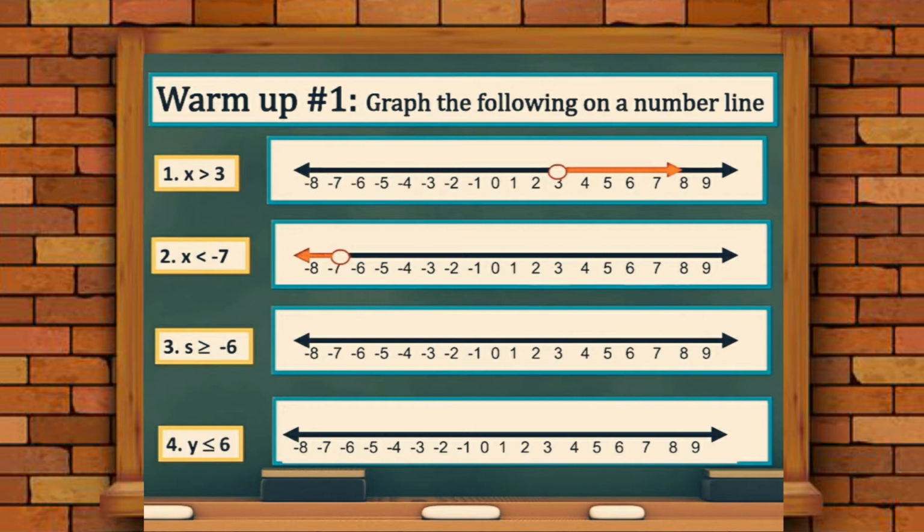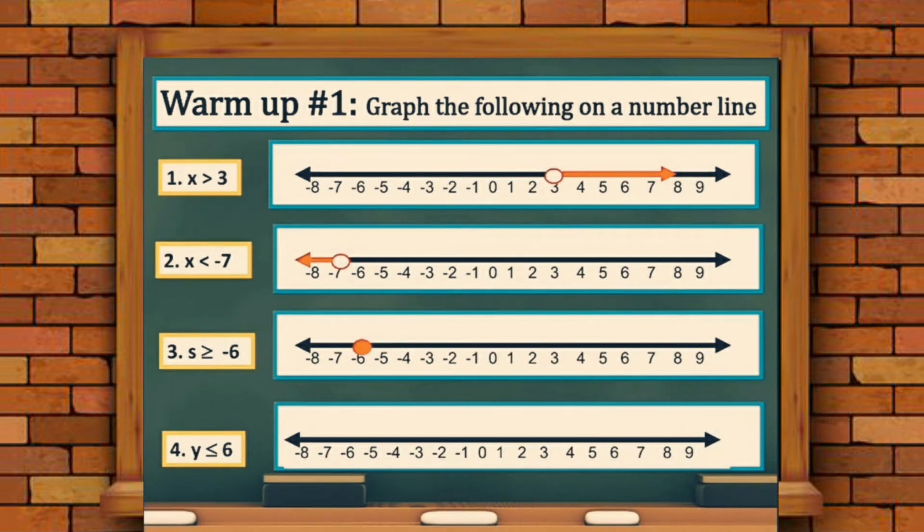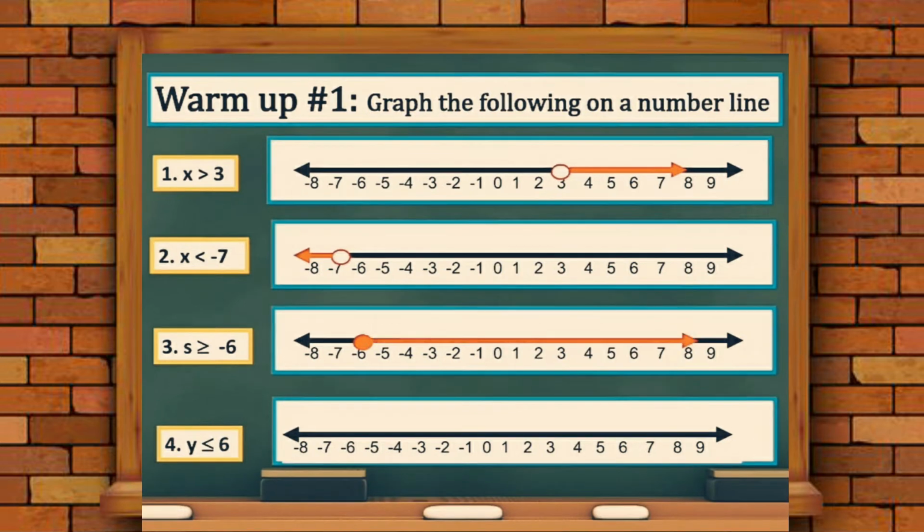Number 3, x is greater than or equal to negative 6. In this part, we will use a solid circle. That means negative 6 is part of the solution. And since x is greater than or equal to negative 6, our arrow will again go to the right.